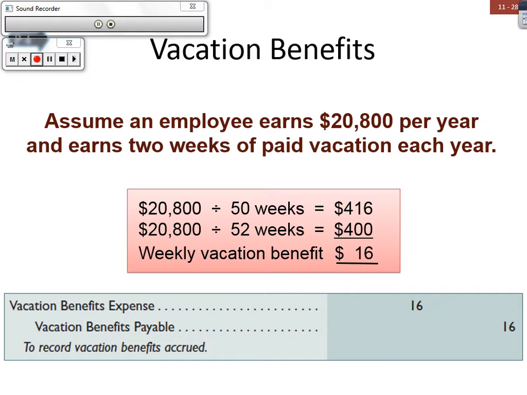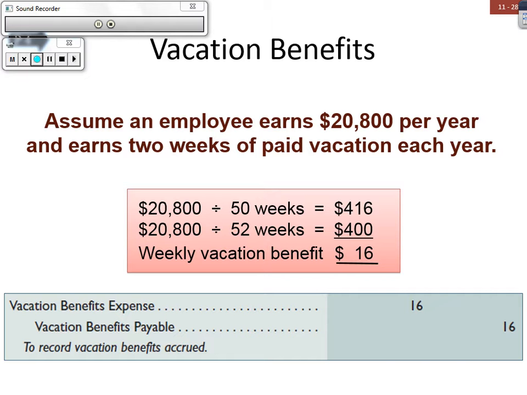52, but we're giving them 2 weeks paid vacation. So we divide it by 50 weeks, which equals 416, right? That's assuming that they take the vacation. 20,800 divided by 52 weeks equals 400. That's if they did not take the vacation.